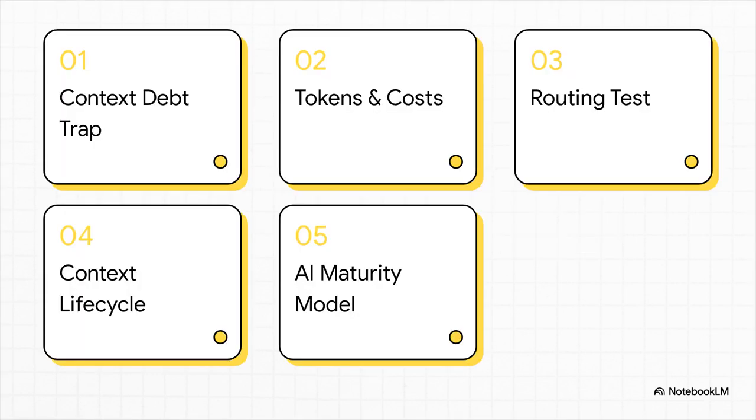Today, we're tackling this through a simple roadmap. First up, the context debt trap. Then, tokens, credits, and costs, the 5-second routing test, the context lifecycle, and finally, the AI maturity model. We're shifting you from relying on messy conversational memory to managing context state efficiently.